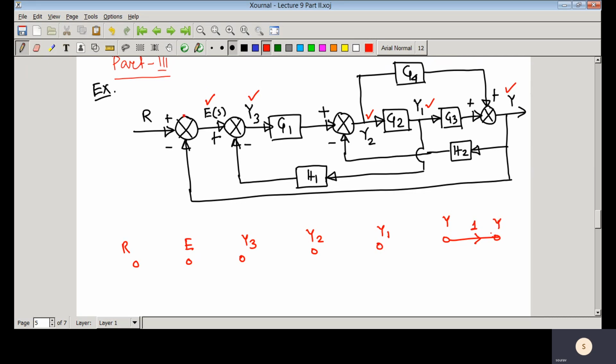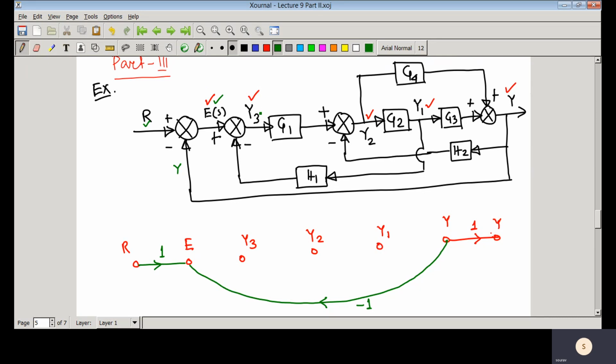So now you can see how the signal flows. Here you can see that E equals R minus Y. So here you have Y, and this is a branch with gain 1. Applying signal flow graph algebra, you can write E equal to R, with gain 1, minus Y.